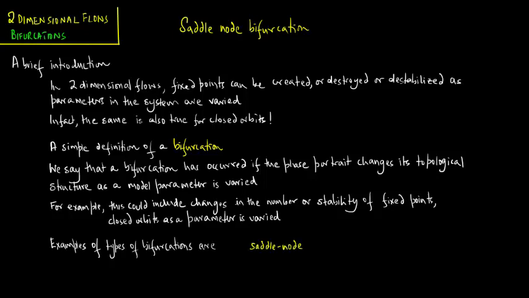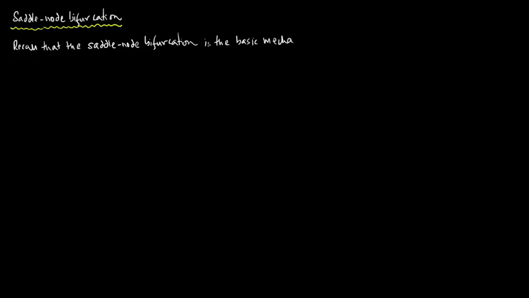We have a saddle node, we can have a transcritical, you can have a pitchfork, and you can have a Hopf. So we look at a saddle node bifurcation in some more detail. Recall that the saddle node bifurcation is the basic mechanism for the creation and the destruction of fixed points.